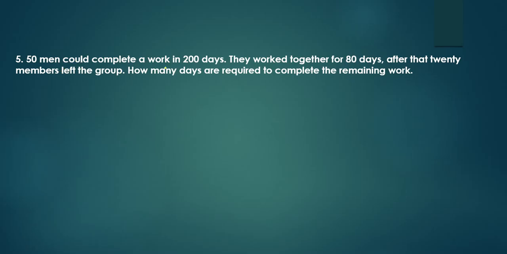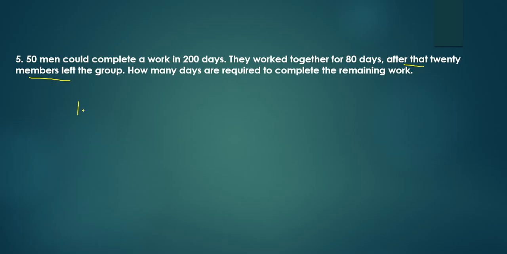50 men could complete a work in 200 days. They worked together for 80 days. After that, 20 members left the group. How many workers are required to complete the remaining work?